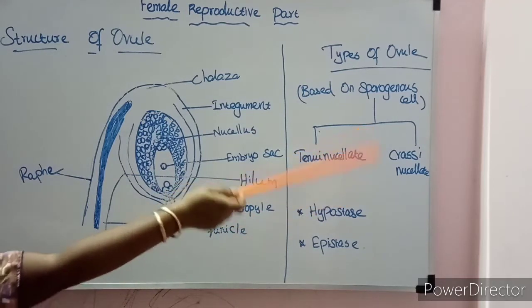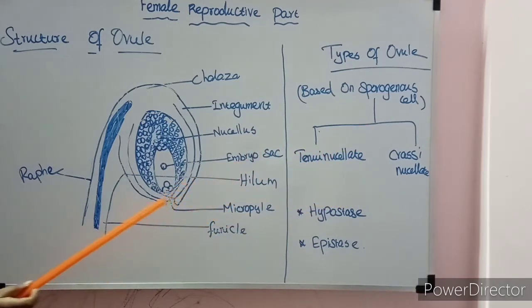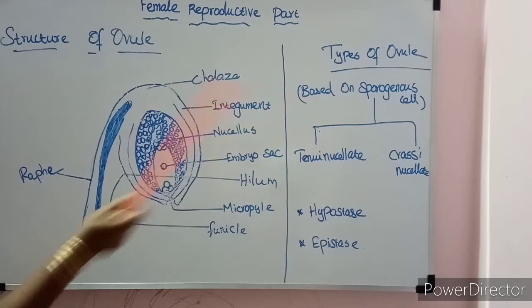If it is crassinucellate, the sporogenous cells are formed by the subhypodermal cells. It is a very large nucellus. So this is the difference based on the sporogenous cells. Ovules are of two types based on sporogenous cells.